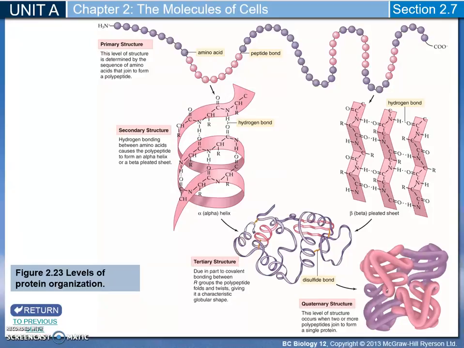Then for those with several strands, the way that these are arranged in a three-dimensional form refers to the quaternary structure.